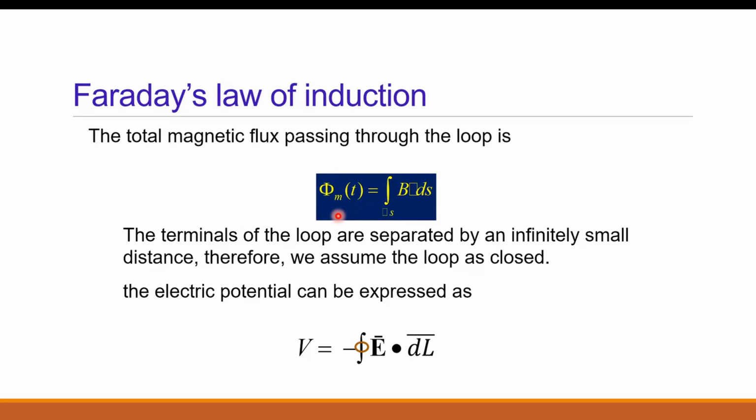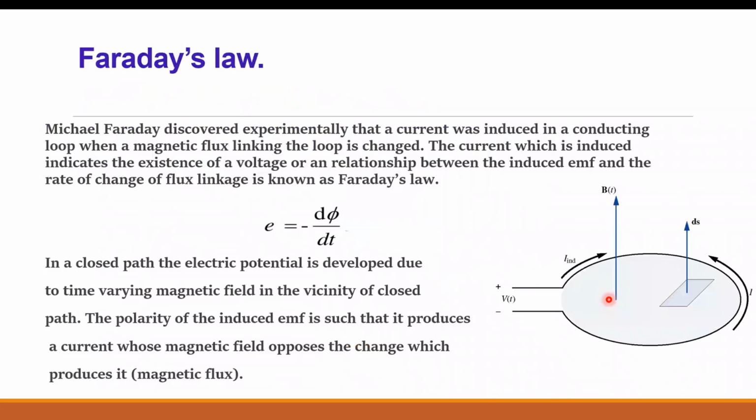It means flux in a magnetic field is equal to the surface integration of magnetic flux density multiplied by the area through which the flux is crossing. So this is the open flux through that area. Now this flux is because of the magnetic field generated inside the primary coil, and that flux is related to the magnetic flux density. The terminals of the loop are separated by an infinitely small distance. Therefore, we assume that the loop can be closed.